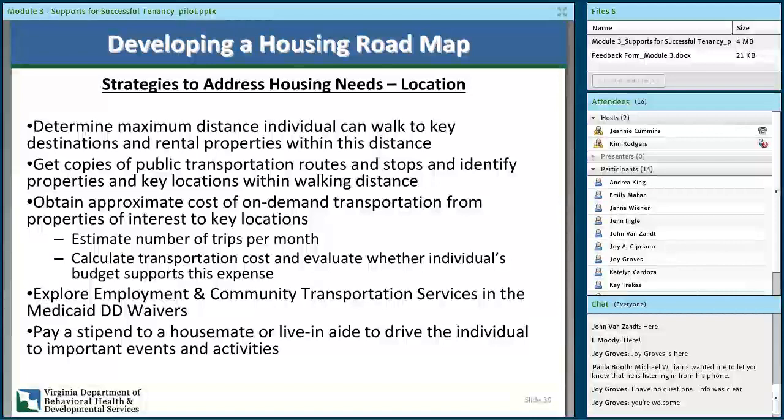Community housing guides can link individuals to their support coordinators to access waiver-funded employment and community transportation services. This waiver service pays for cost of public transportation or community drivers who provide individuals rides to employment and community activities. Last but not least, community housing guides can also suggest using funds from a special needs trust or ENABLE account to pay a housemate or live-in aide a stipend to drive the individual to important events and activities. Information about employment and community transportation services, special needs trust, and ENABLE accounts are available in the FAQ for Module 3.